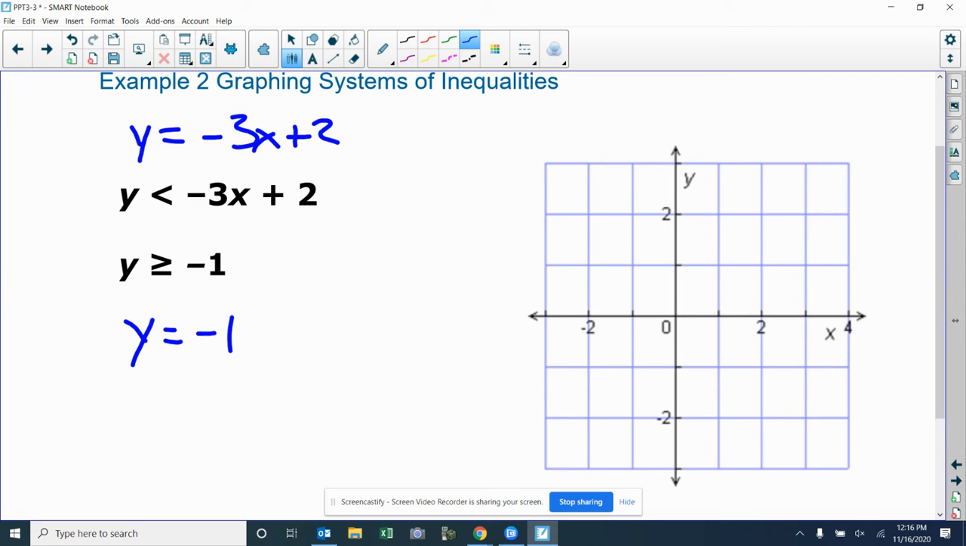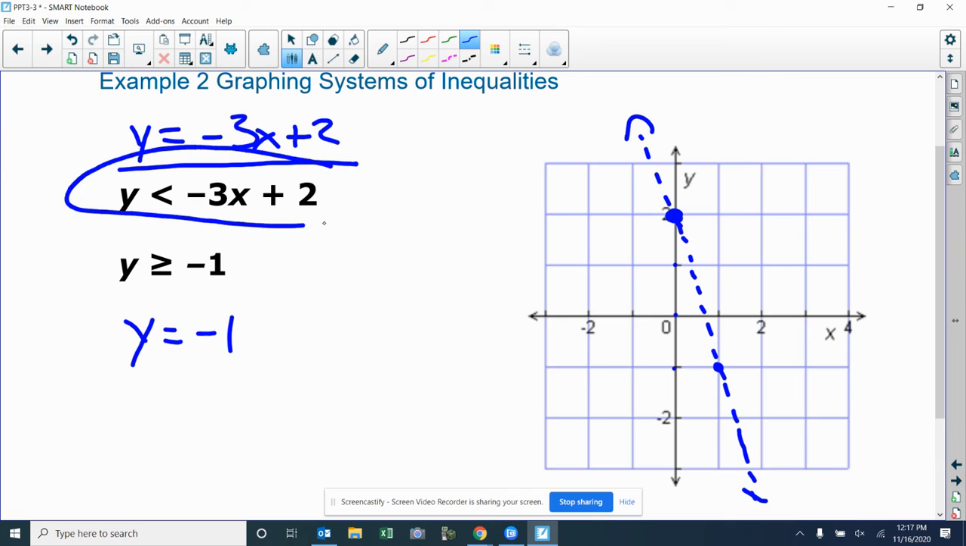So +2, I'm working on this guy right here. -3, so down 3. 1, 2, 3 over 1. It is a dotted line. So we're working on this guy right here. I'm going to try zeros. My y is 0. I'm going to get 0 there, I'm going to get 2. Is 2 greater than 0? It certainly is. So blue's coming this way.